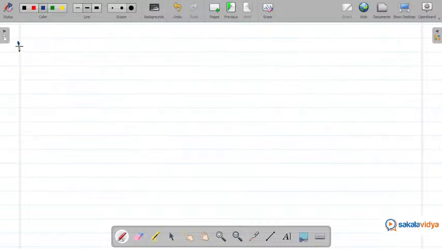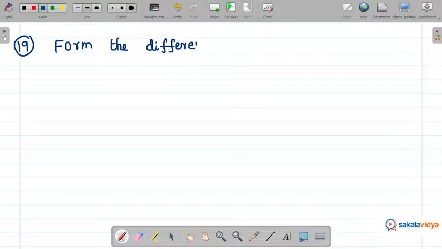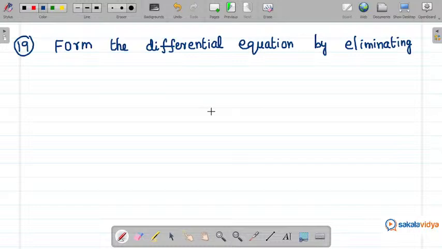19th question. Form the differential equation by eliminating arbitrary constants.